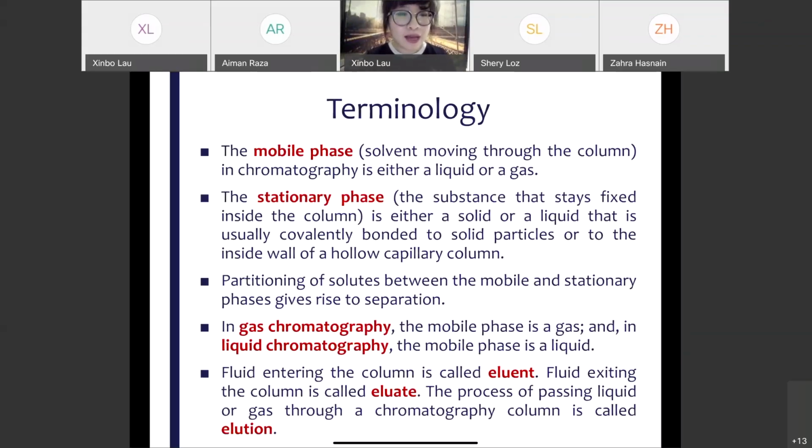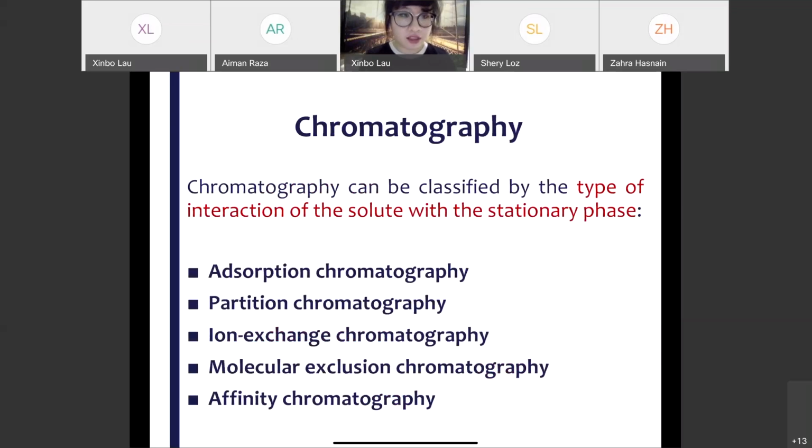We also have the fluid entering the column, which is called eluent, and the fluid exiting the column, which is called eluate. That's related to where the interaction happens. This process is called elution. I believe you can't see the very bottom portion, but elution is also on your PowerPoint. So those are the terminologies. For chromatography itself, the classification depends on the interaction of your solute, which is your target.